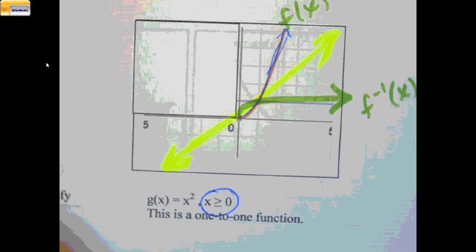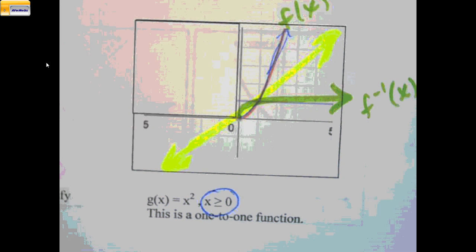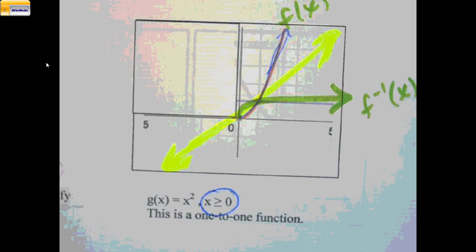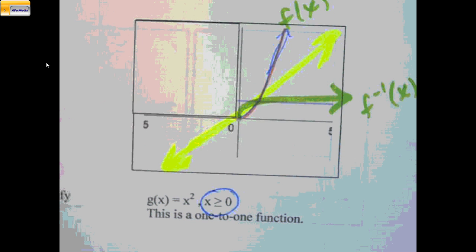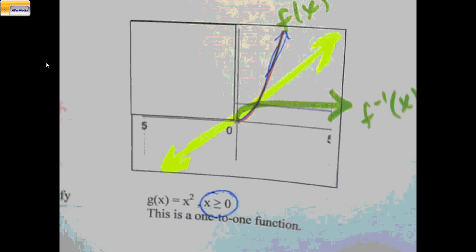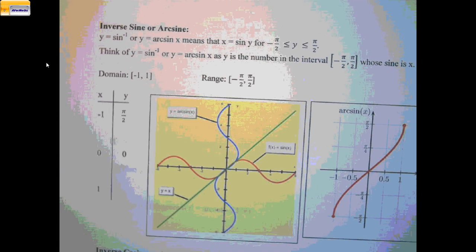So the main point that I'm trying to make here is that they're going to limit the domain so that it only goes so far on the graph. That's the whole point of that page. There are restrictions. Next page. And it looks like a lot, don't panic. Just look at the top half.